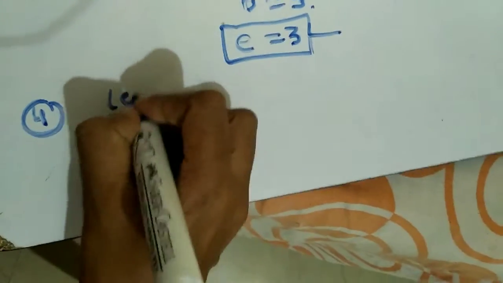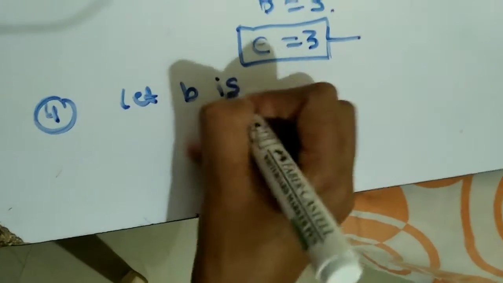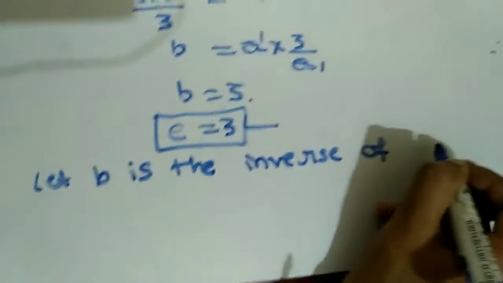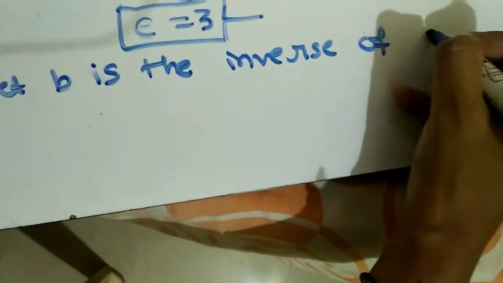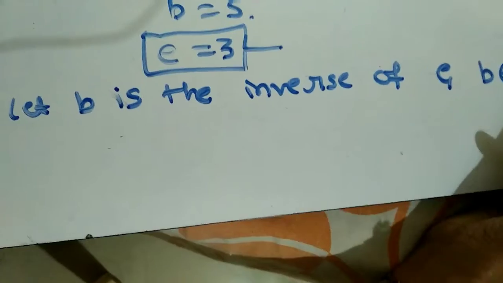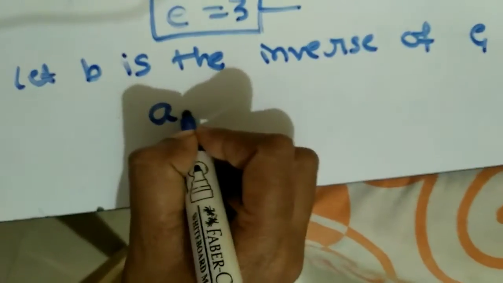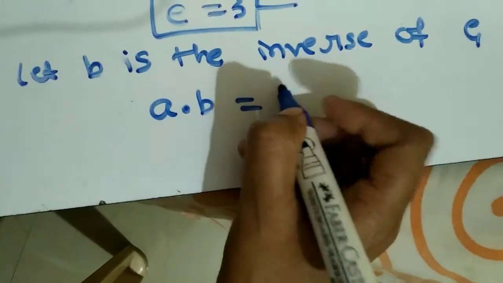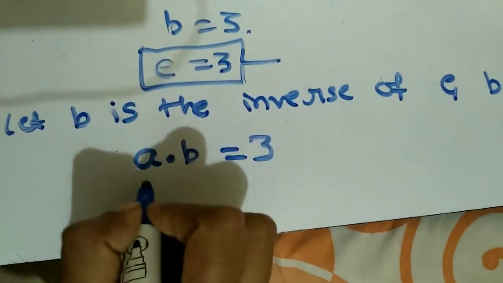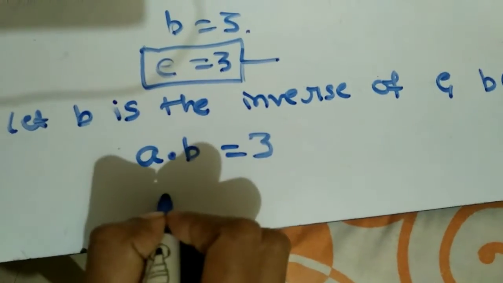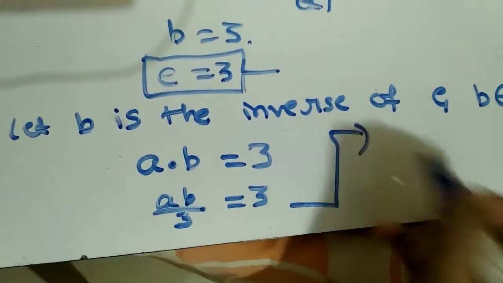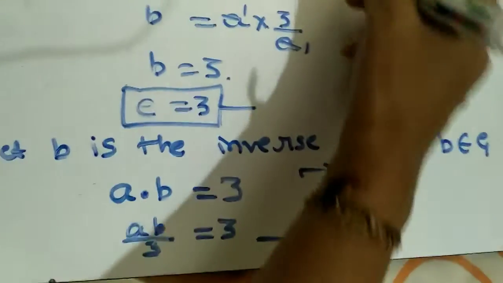So I am going to consider B as my inverse. Here my B is the inverse of A, and that also belongs to G, such that A composition B is equal to the identity element. What is my identity element here? It is nothing but 3, guys. Therefore, what is A composition B? A composition B is nothing but AB by 3, which is also 3. I don't have space here, I am going to write here.